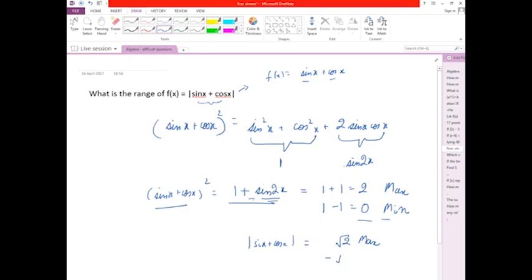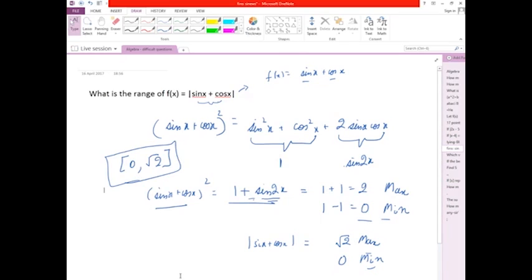And 0 will be the min. If we didn't have the mod function, then your minimum would have gone to minus root 2, because in that case the function can go negative also. But here, since you have the modulus function, it can only stay positive. So that's what the range would be, and both sides are included, so 0 and root 2 both included. This is what the maximum and minimum of this function will be.